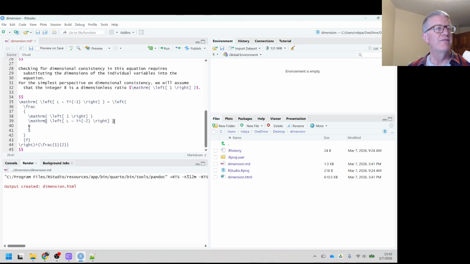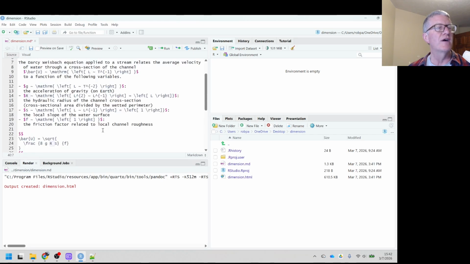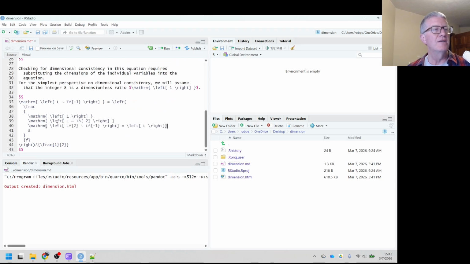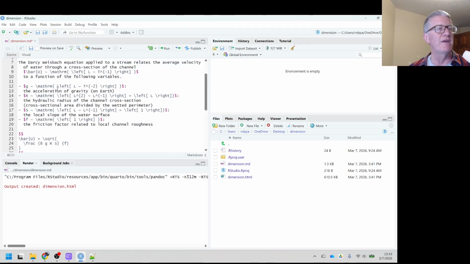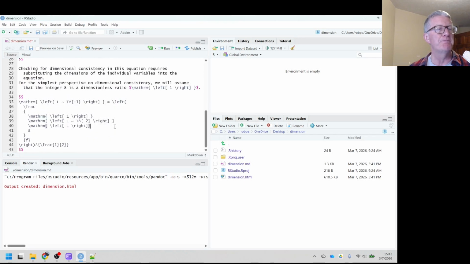I can go back and find the dimensions for the hydraulic radius. And in this case, I don't want everything. I'm just going to use, well, I'll go ahead and copy everything and paste it in. But I don't need both of these things in here. I don't need both the length squared over length and the length. I just need the length part of this. So I can get rid of this and the equal sign and just call that dimensions of length, because I've already done the work up here to show that it's derived from an area divided by a perimeter.